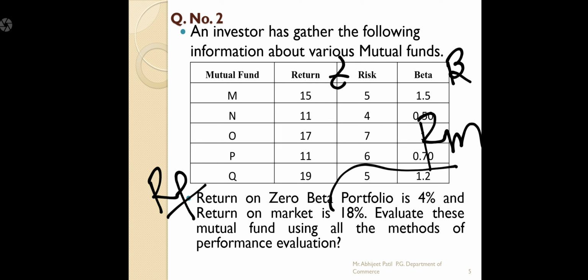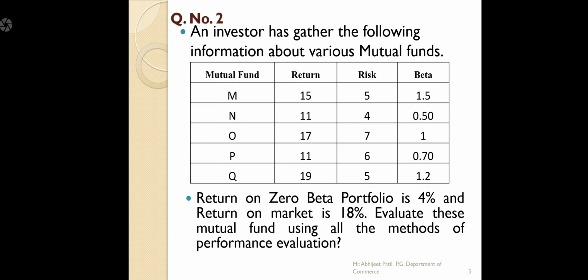And here they mention: evaluate this mutual fund using all the methods of performance evaluation. So as we know, portfolio evaluation can be done with the help of three methods: Sharpe, then Treynor's, and then your Jensen.